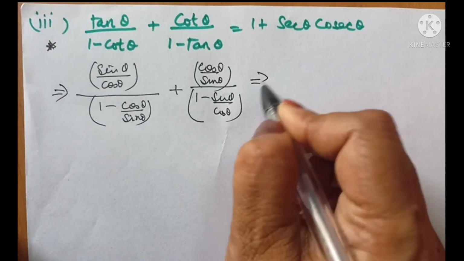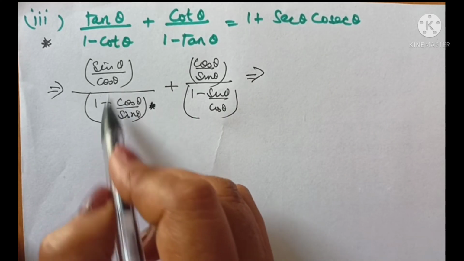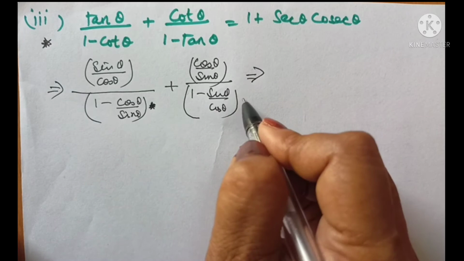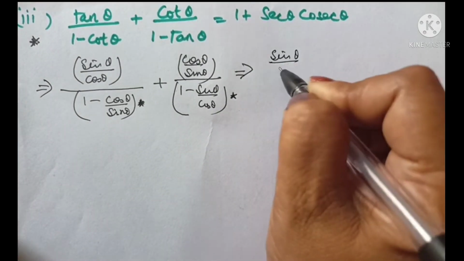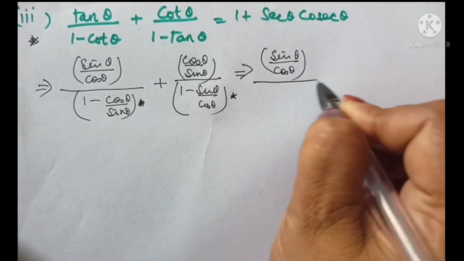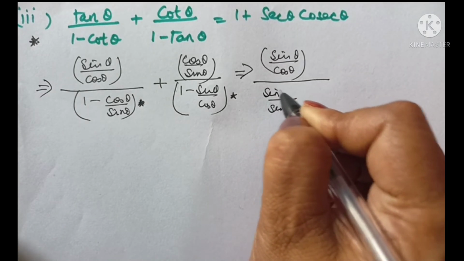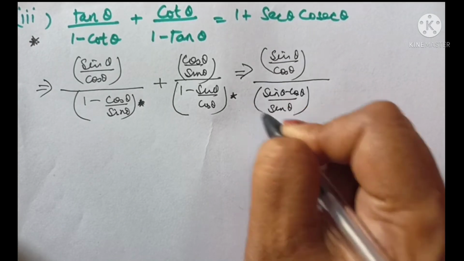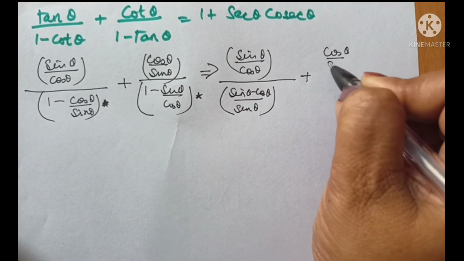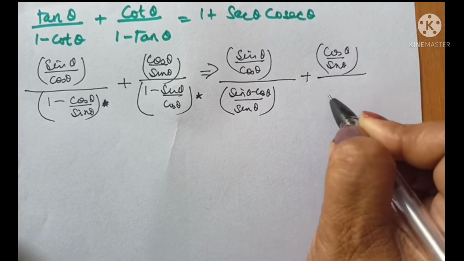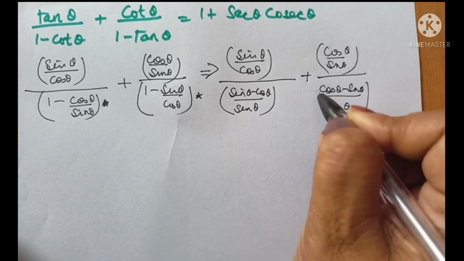Now for the second step, clearly first I need to solve this term, because otherwise I cannot manage these four terms unless I solve this and I solve this term, right? So I leave the numerator as it is, no change in the numerator. In the denominator I have sine theta as LCM, so I get sine theta minus cos theta, plus in this term also I leave cos theta upon sine theta as it is, and in the denominator I have cos theta as LCM, so cos theta minus sine theta.